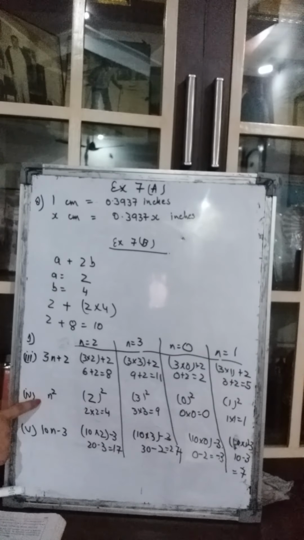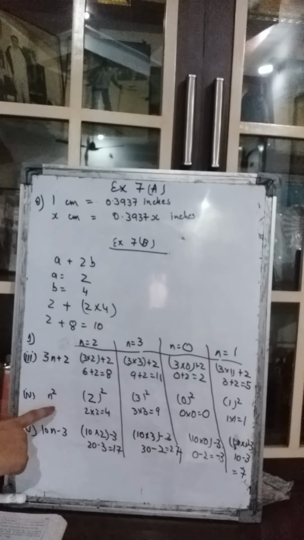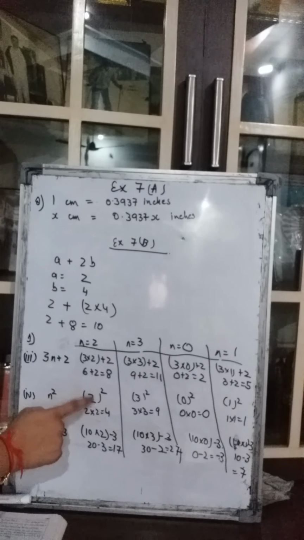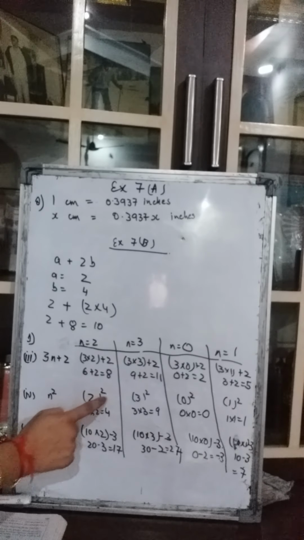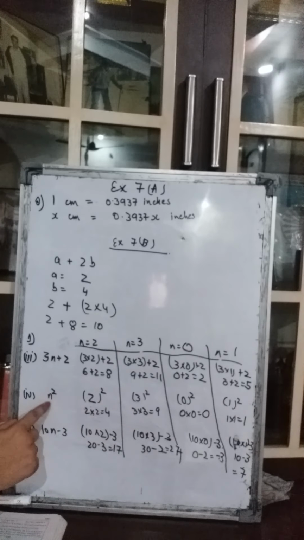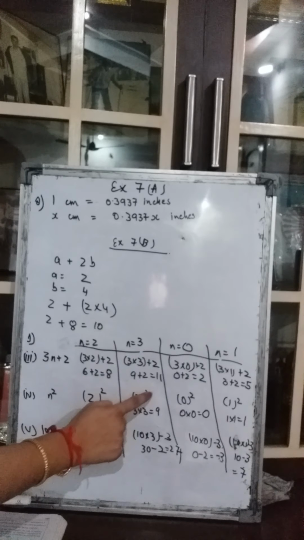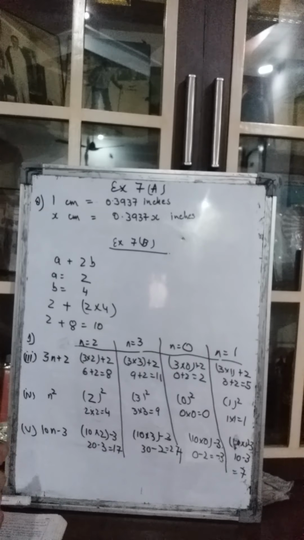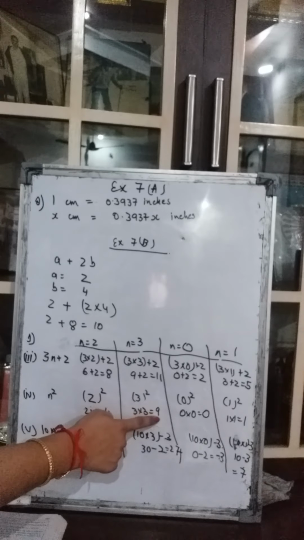Okay. Now the fourth part is n square. n square means n is getting multiplied by n, whatever the value is there. Let's put the values. First n is equal to 2 in the first column. So we will put 2 here. 2 square means 2 multiplied by 2, which gives you the answer 4. Then the value of n is 3 here. So 3 square. 3 square doesn't mean 3 multiplied by 2. Square always means that the number is multiplied by itself only. So 3 into 3 gives you 9.